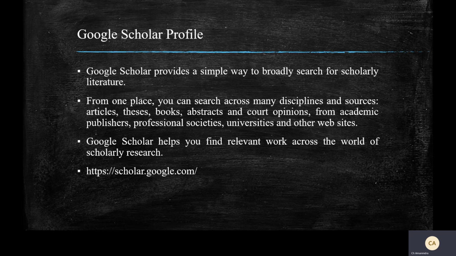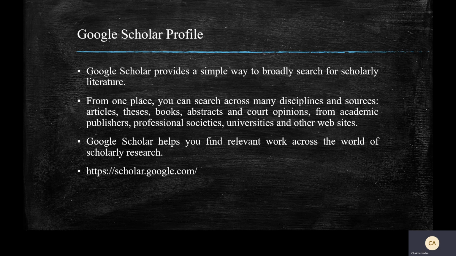Google Scholar provides a simple way to broadly search for scholarly literature. Everyone can create a Google Scholar profile, and we need to have at least one paper, whether it is in UGC CARE, Scopus or WoS, whatever. If you have any one research article published, you can have your research profile.